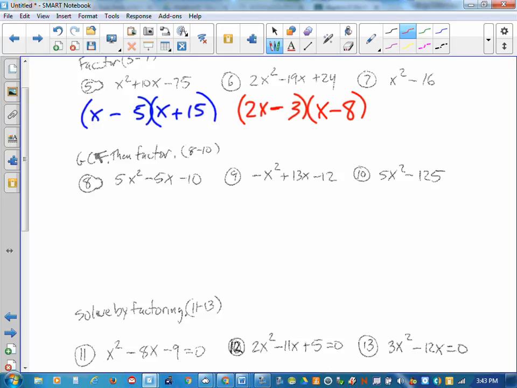Number 7, the difference of two perfect squares always factors the same way. It factors into x and the square root of 16. So it's plus 4 and minus 4.